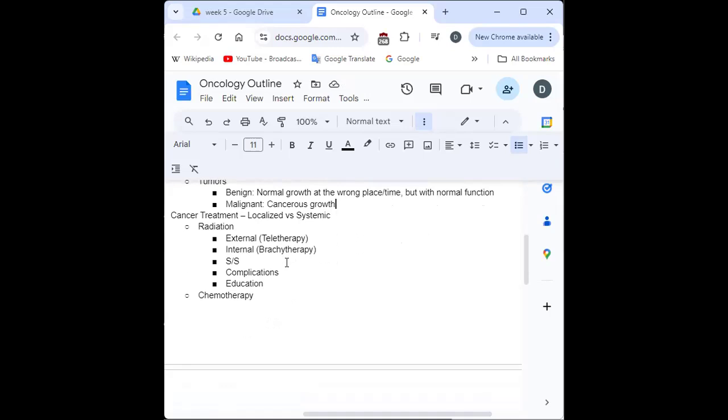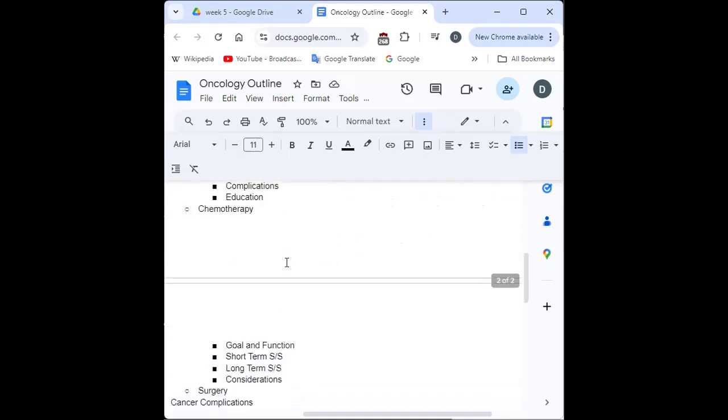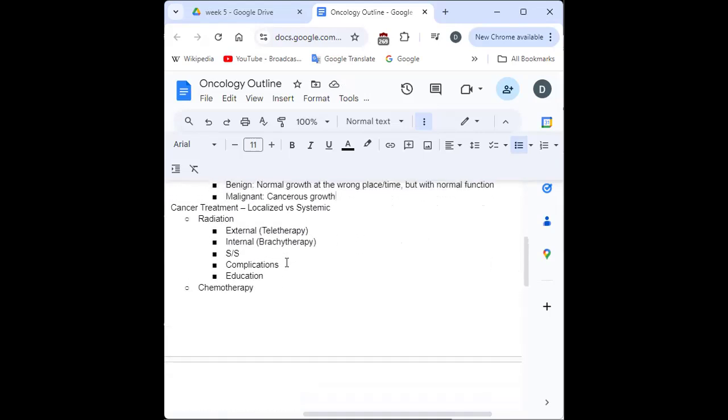Okay, so now we have radiation, chemotherapy, and then there's also surgery. So here, the cancer treatment can either be localized or systemic. Between radiation or chemotherapy, which one is localized and which one's systemic?